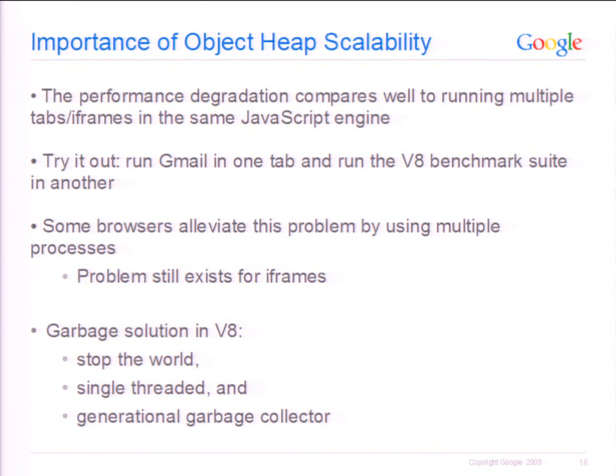The garbage collector we have implemented in V8 is very, very simple. It's stop the world, which means that when you want to do a GC, you stop the mutator, then you do a garbage collection in single threaded mode, and we also have a generation-based garbage collector. So it's a straightforward implementation, but that's sufficient to get fairly good performance, even though you increase the size of the heap.